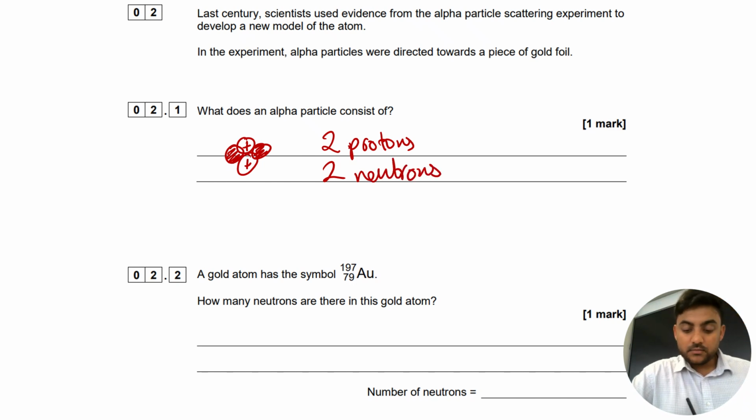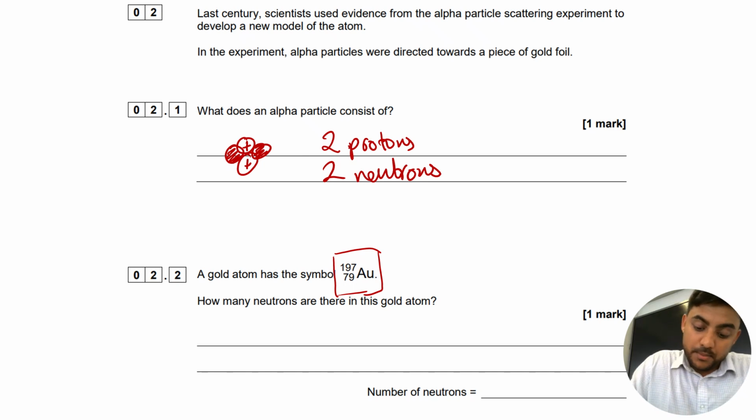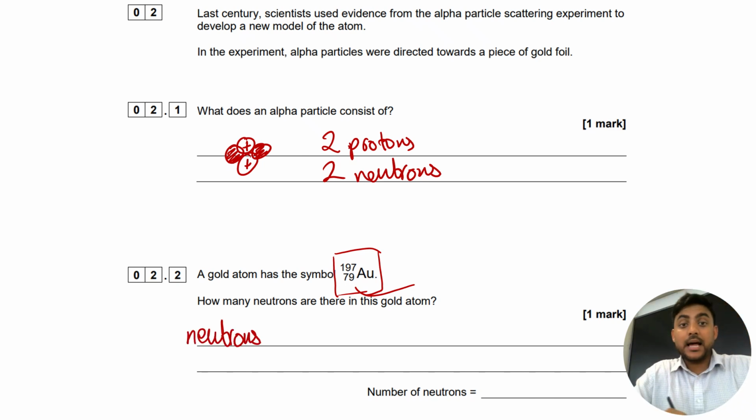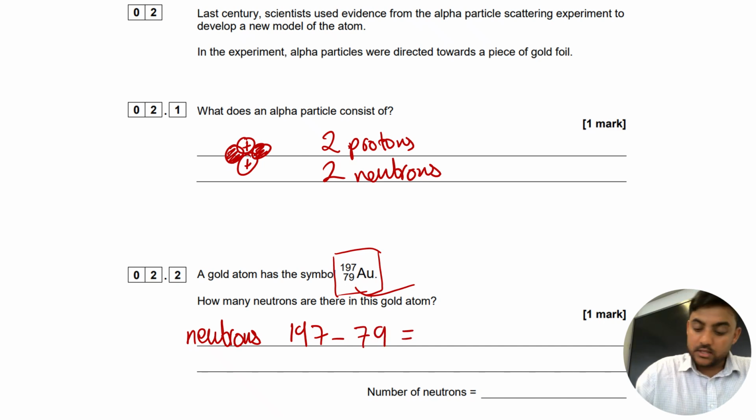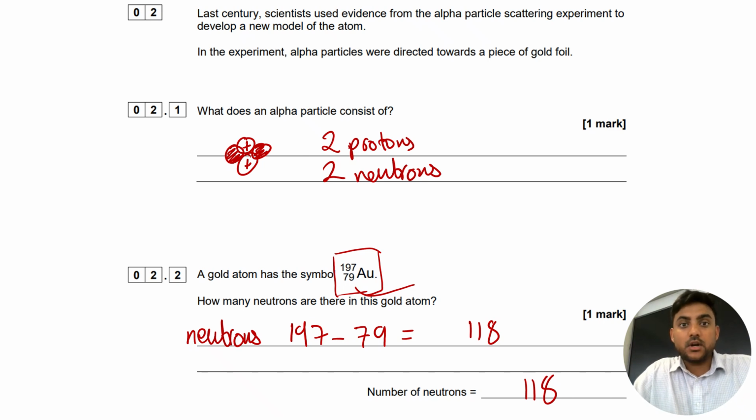The gold atom has a symbol given here. How many neutrons are there in this gold atom? In school, you'll have done PEN, protons, electrons, and neutrons. The proton number is that number, also known as the atomic number. To find the number of neutrons, you have to do the relative atomic mass, which is 197, take away the atomic number, which is 79, to get you an answer of 118. Make sure you write your correct answer on the answer line.